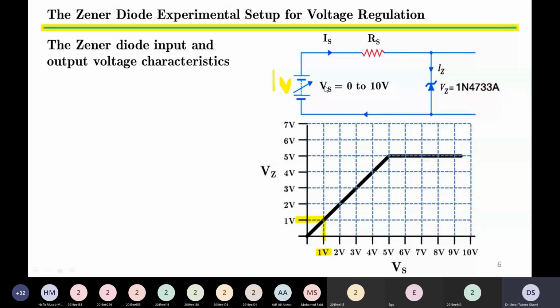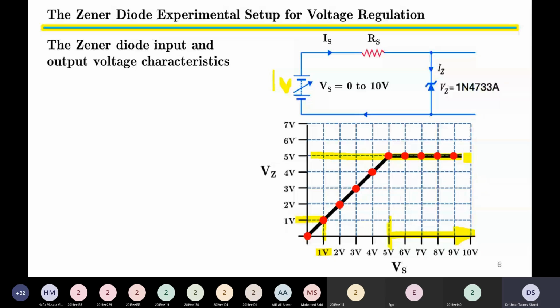So as we increase the voltage from 0 volt to 4 volt, the same voltage will be available across the output. But when we increase the input voltage beyond 5 volts, we do not observe any change in the output voltage.